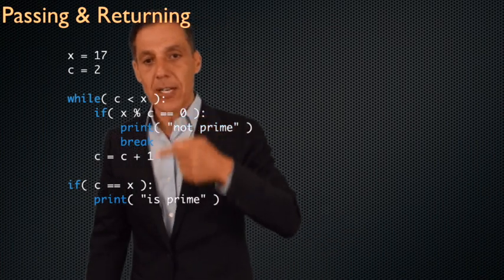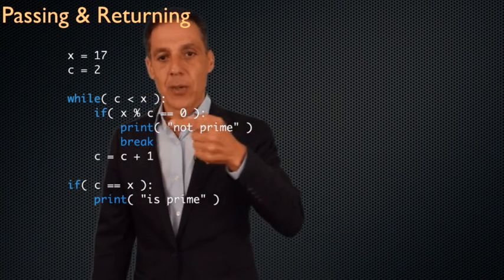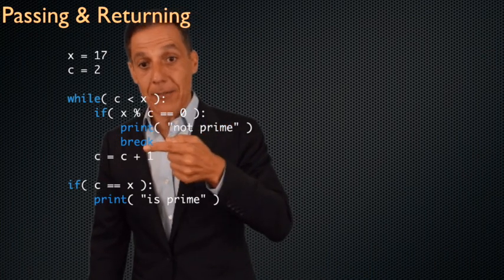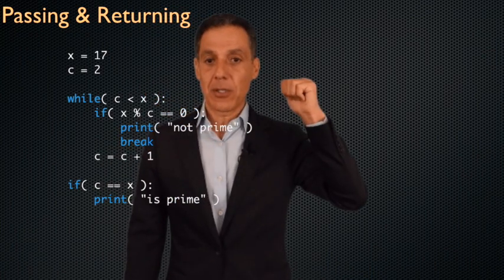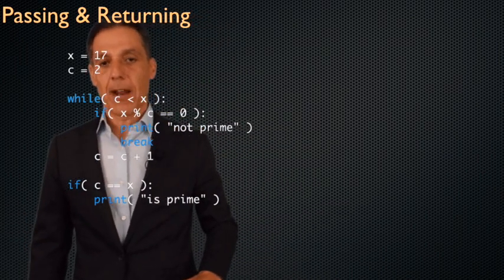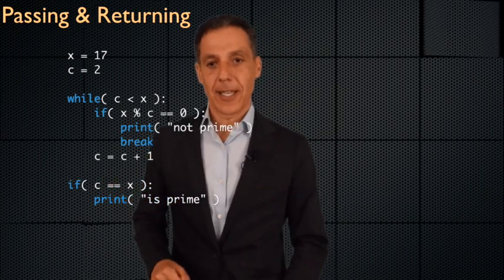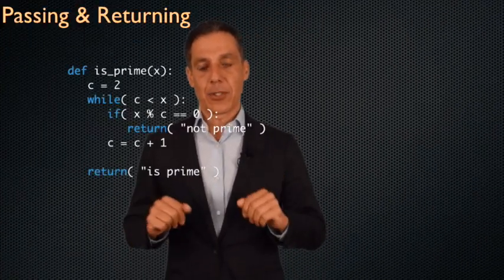That is, I've iterated through all values 2 to 16. This had never evaluated to true. I never hit this print statement. I never hit this break, which would have prematurely exited me out of the while loop, and therefore I can tell it's prime. All right, let's now write a function that does the same thing. And let's see how the return works here.